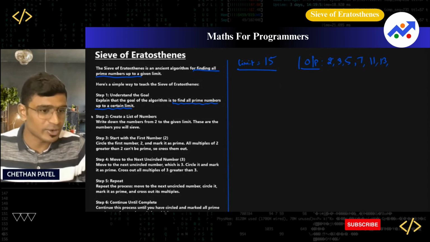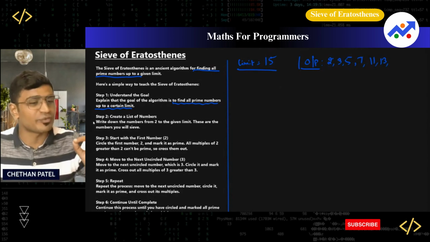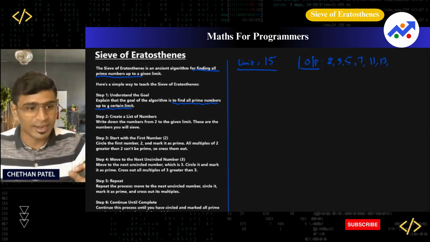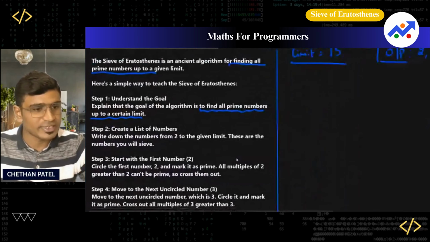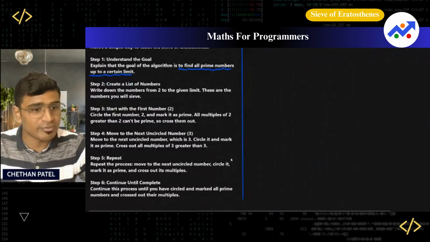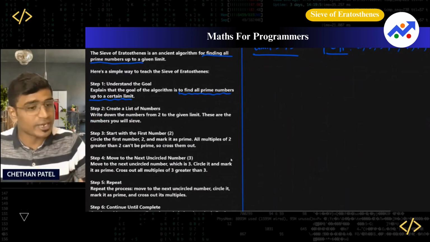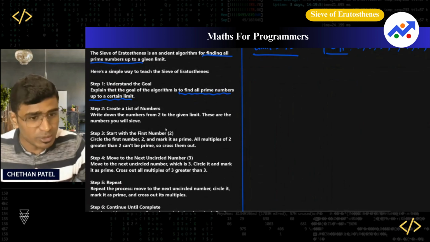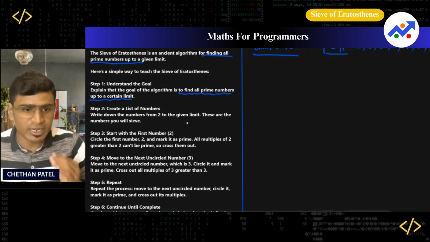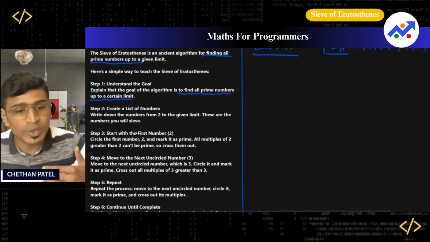Let's get into the first step; I think the algorithm starts from step 2. The first step is to create a list of numbers. We'll see what numbers we need to list. Write down the numbers from 2 to the given limit. These are the numbers you will see.